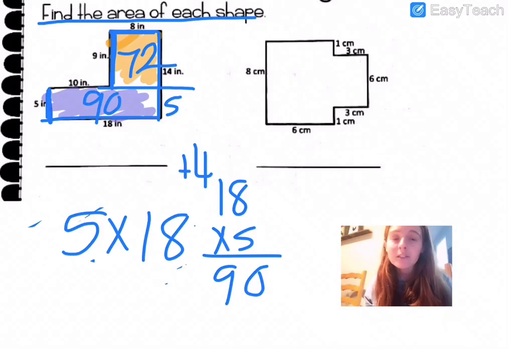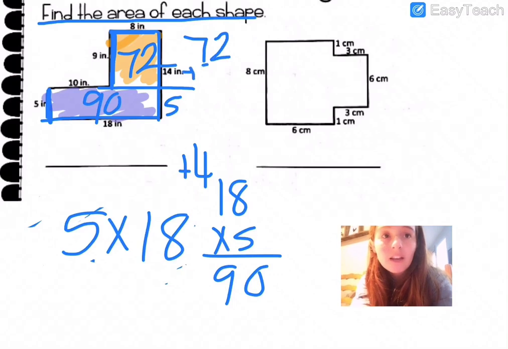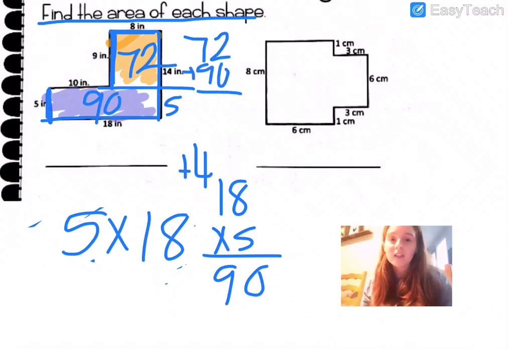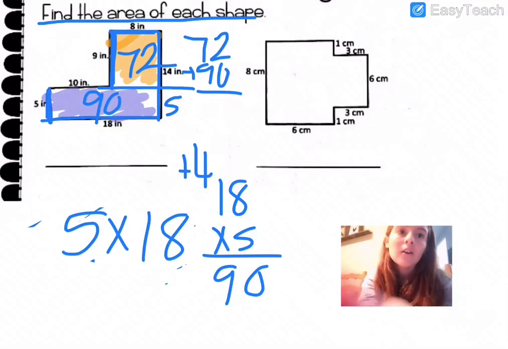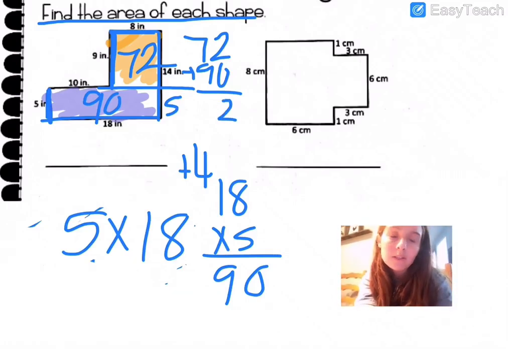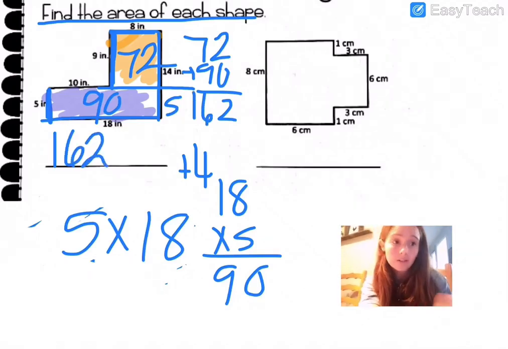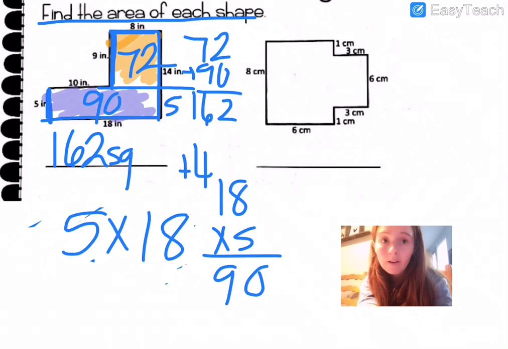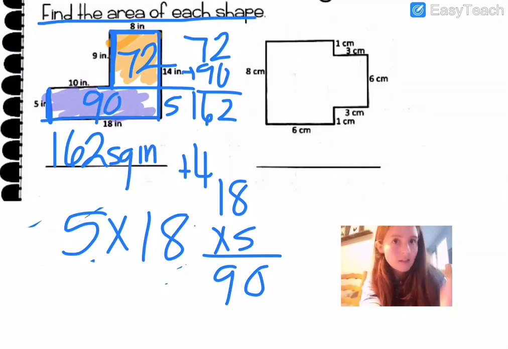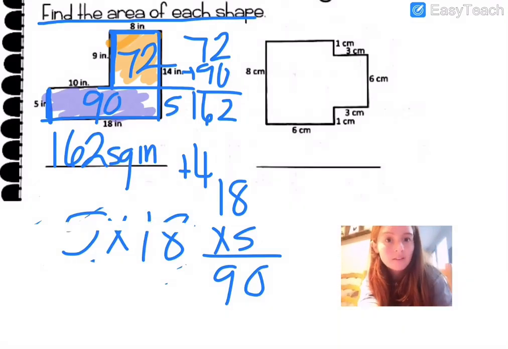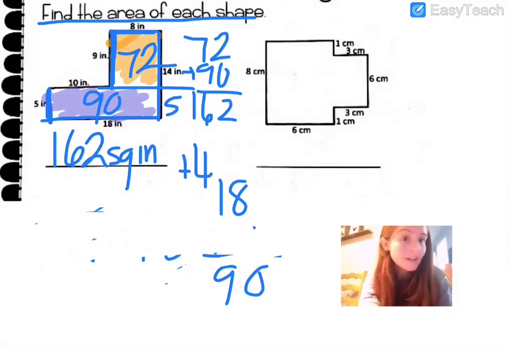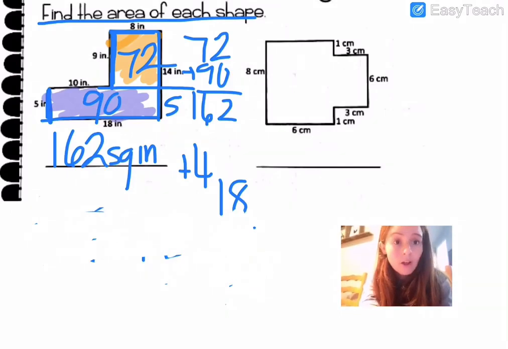Now to see my entire area, I need to add 72 plus 90. That's going to give me the entire area. 2 plus 0 is 2. 7 plus 9 is 16. So my answer is 162. And then remember, area is in square inches. Okay? Making sense a little bit? You're probably like, Mrs. Bailey, this is a lot to do for just one problem. That's why I'm only making you do 3 of them.